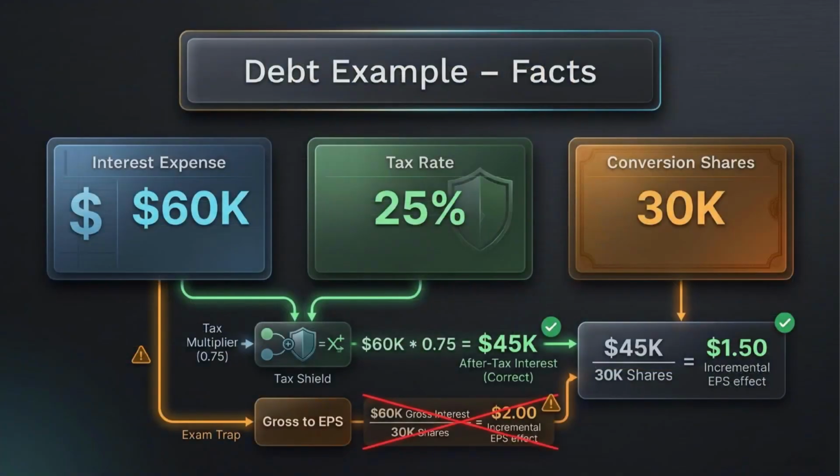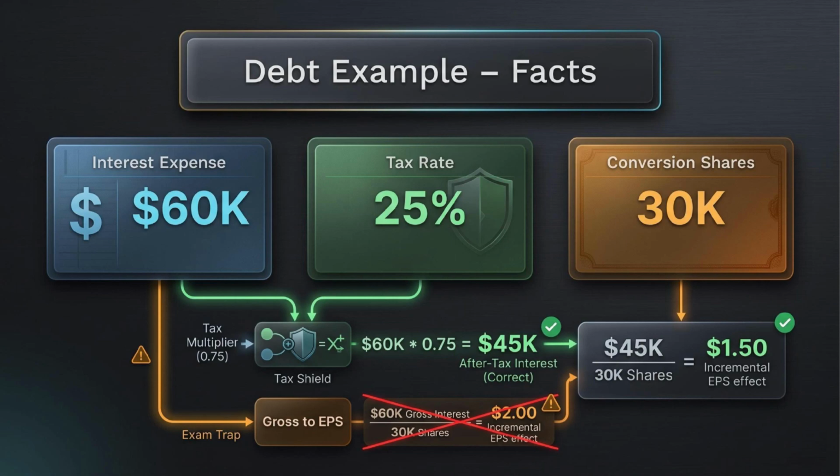Now read the debt example facts. Interest expense is $60,000, the tax rate is 25%, and conversion shares are 30,000. The first step is not dividing 60,000 by 30,000. That would ignore taxes. The first step is tax affecting the interest expense.